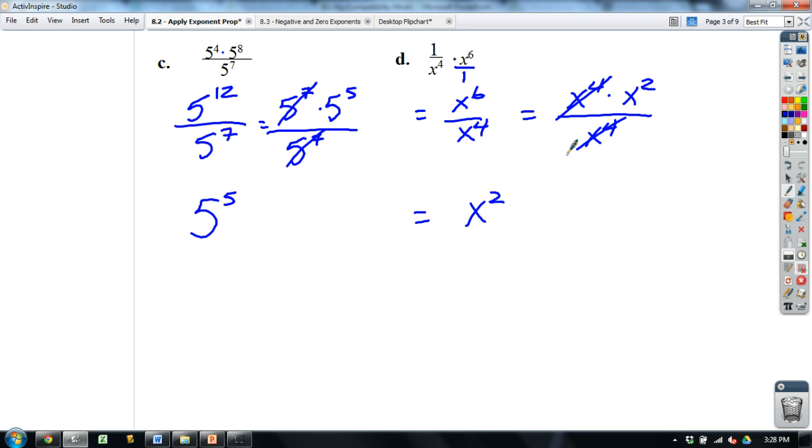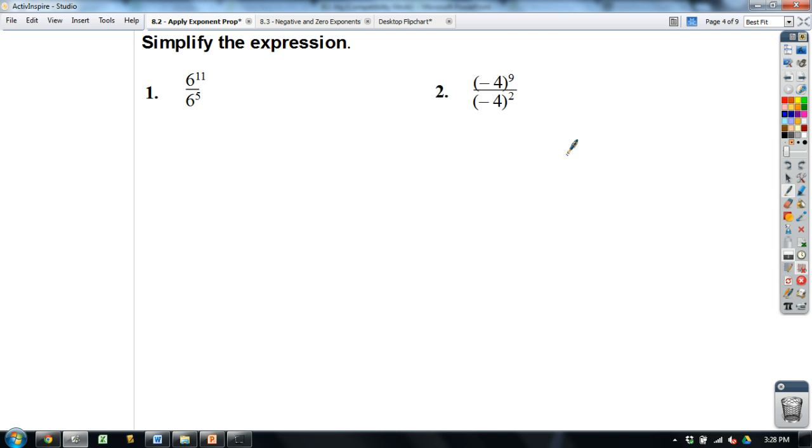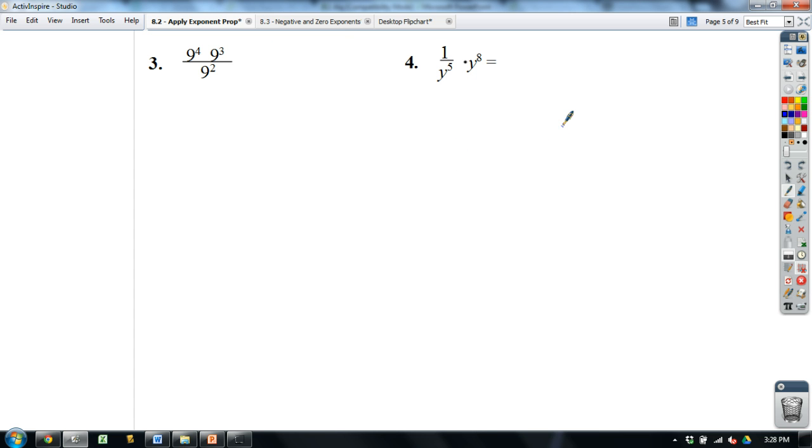All right, let's take a look at another one. Go ahead, try number 1. You don't need to write it down. You can just do it in your head, hopefully. Number 2. All right, number 1. Hopefully you got 6 to the 6th power, right? 11 minus 5, 6. Negative 4. This is going to be negative 4 to the 7th power. Okay. There you go. Try another one.